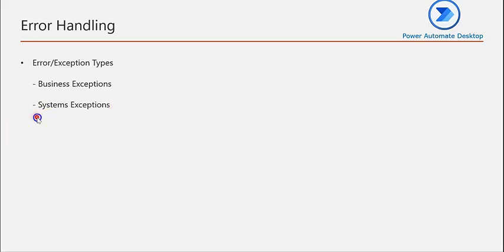Coming to system exceptions, as the name suggests, it is an exception related to any system. Perhaps a system is not responding, or a browser page is not launching, or Outlook is not opening, and so forth, or even an API is timed out. Let's say you have 30 seconds for an API call and it doesn't return the results within that time limit. So it could be a system exception.